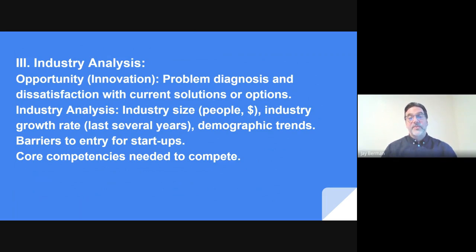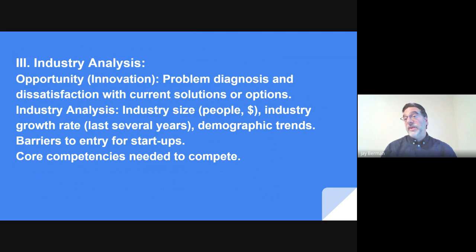Your industry analysis should include the industry size. In other words, the number of people, 5 million, 10 million, 25 million, whatever that number is. It should also be framed in dollar amounts. So is it a 5 billion industry, 25 billion industry, 50 billion? Again, whatever that number might be. What is the industry growth rate? In other words, is the industry growing? Is it stagnant, or is it actually in decline? And also any impact regarding demographic trends.